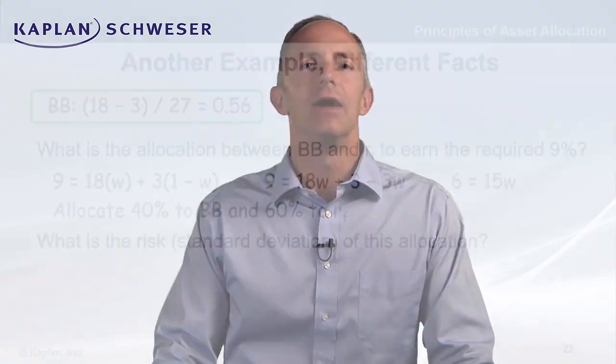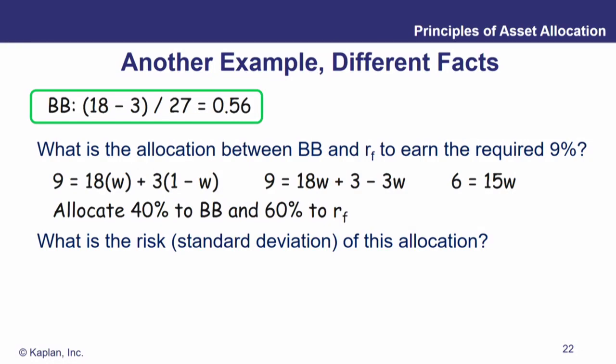Now, what's the standard deviation of this portfolio? Well, the risk-free asset we assume has a standard deviation of 0, so basically that term is going to drop out of the equation, and so the standard deviation of this portfolio is just going to be the 40% that we allocate to the risky portfolio, double B, multiplied by its standard deviation of 27, and that will be a standard deviation of 10.8%.